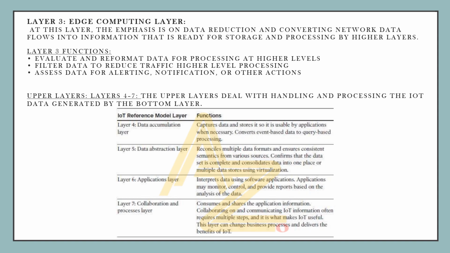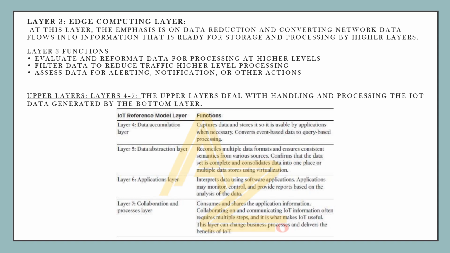The uppermost layers are the data accumulation layer, data abstraction layer, application layer, and the collaboration and process layer. Layers 4 to 7 are the uppermost layers. They deal with handling and processing the IoT data generated by the bottom layers. In the data accumulation layer, that is the fourth layer, the function is to capture data and store it so it is usable by applications when necessary, converting event-based data to query-based data.